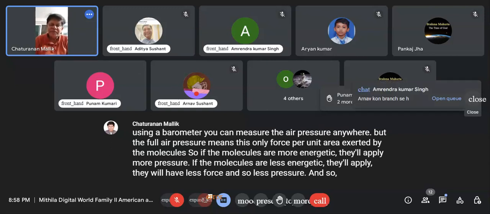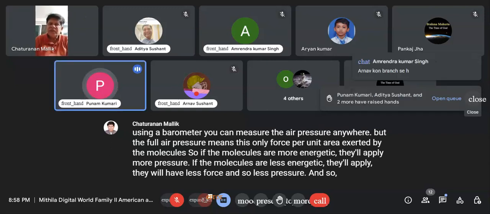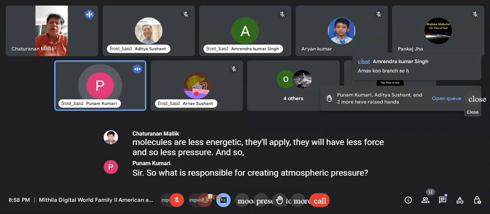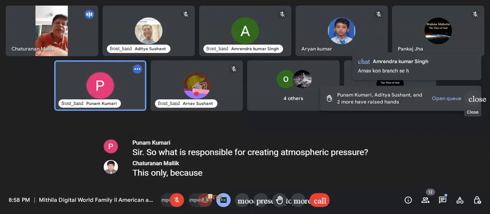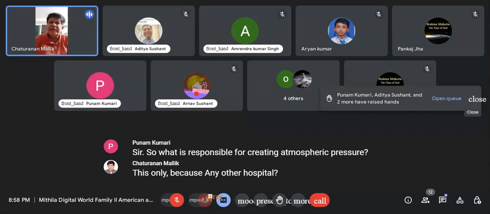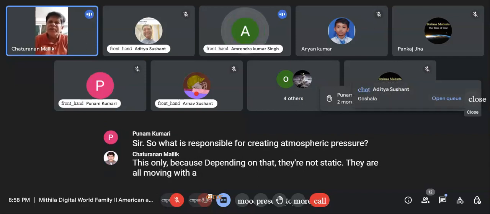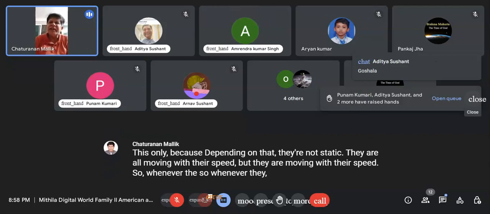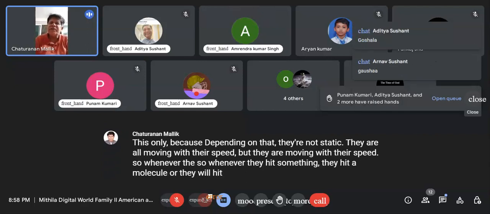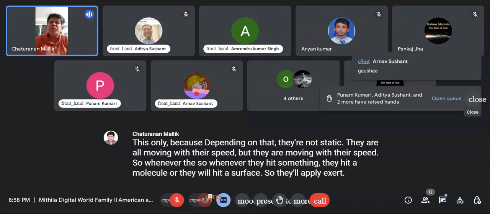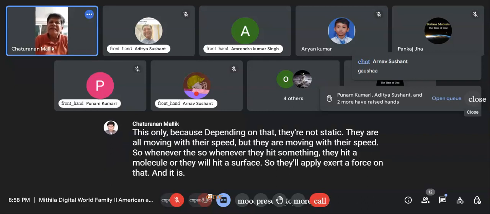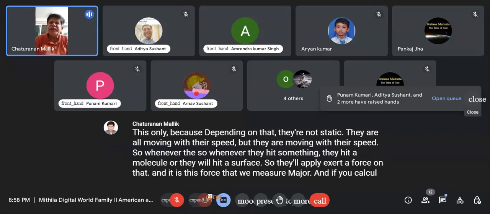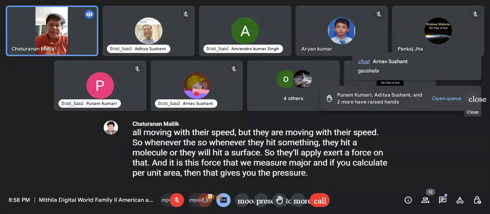Sir, so what is responsible for creating atmospheric pressure? This only, because in our atmosphere, the molecules are all moving, they're not static. They are all moving with a speed. So whenever they hit something, a molecule or a surface, they'll exert a force on that, and it is this force that we measure. And if you calculate per unit area, then that gives you the pressure.